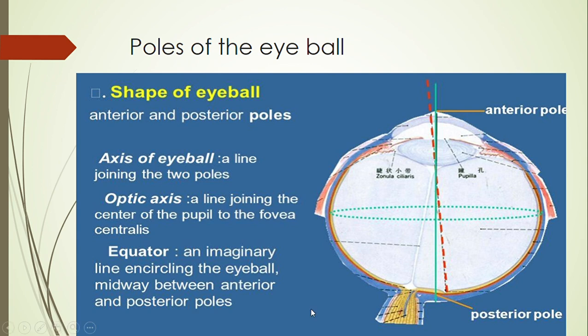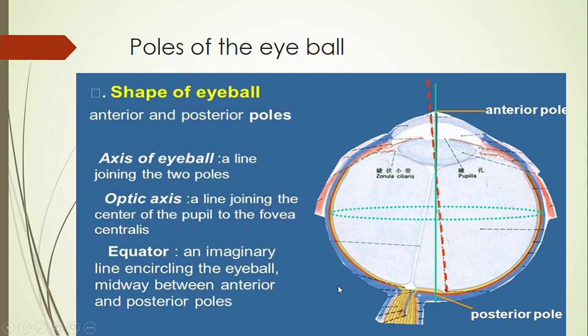Then, like the globe, like the earth, the eyeball also forms some axes or lines, in optometry some specialized lines which are used to explain the visual pathway of the eyeball. One is the axis of the eyeball. The axis of the eyeball is the line joining the anterior pole to the posterior pole. That is the long axis of the eyeball.